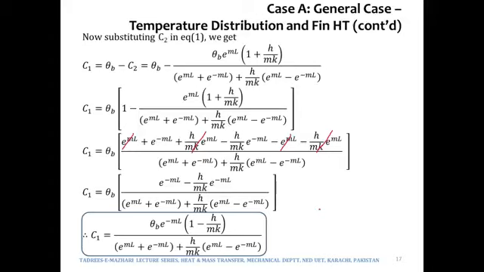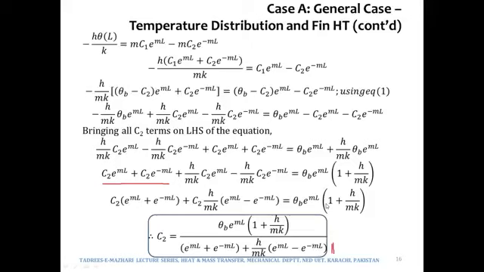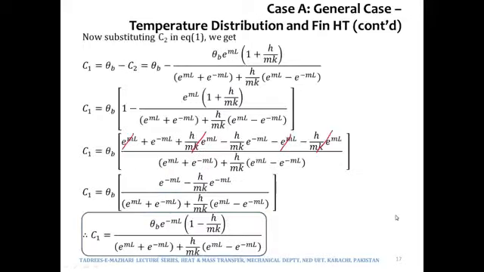And what is that similarity? If you see, C2 is same or similar to C1, with the difference that in the numerator we had e to the power plus ml, and over here we had 1 plus h over mk, right? And the denominator is still the same.